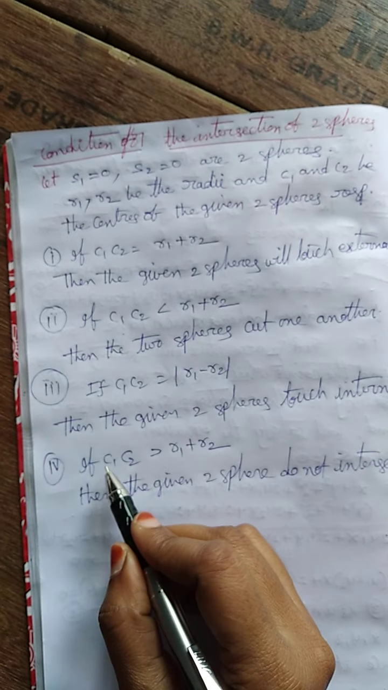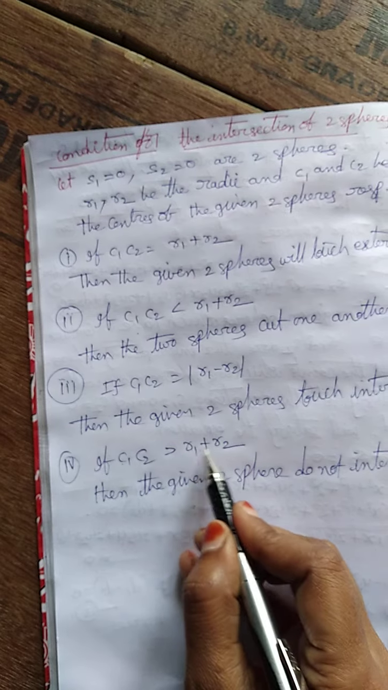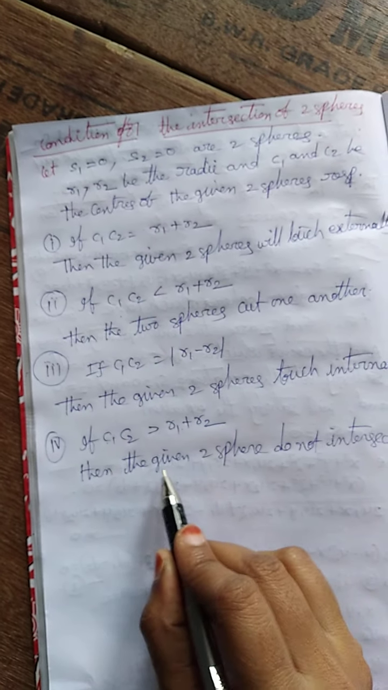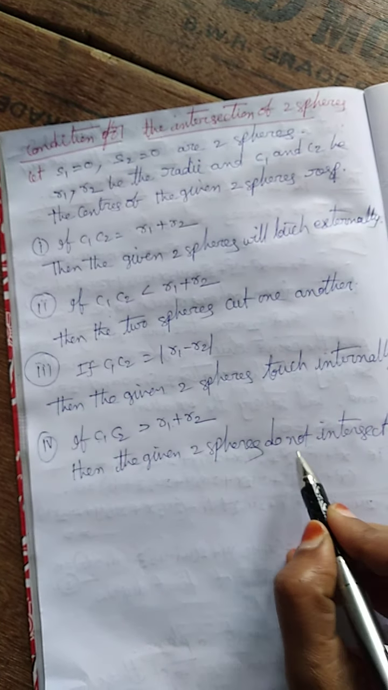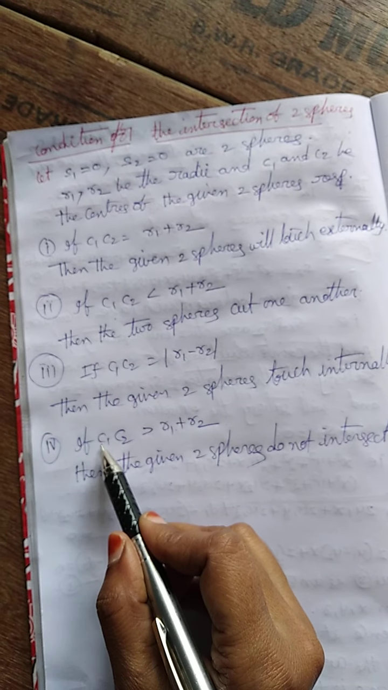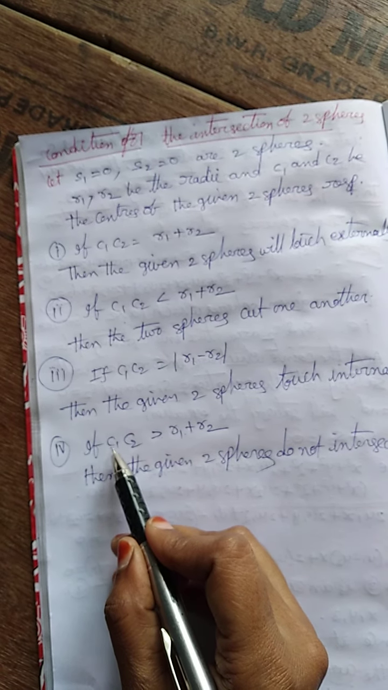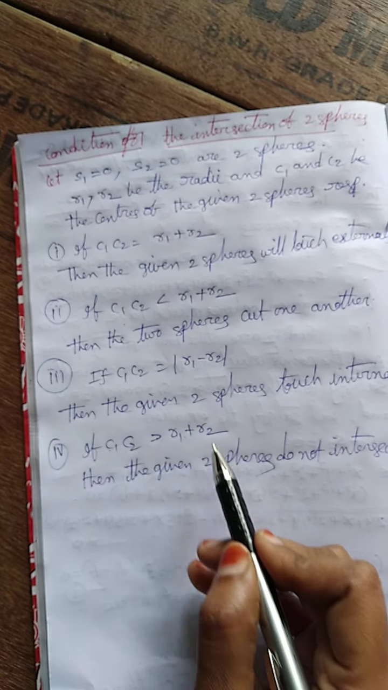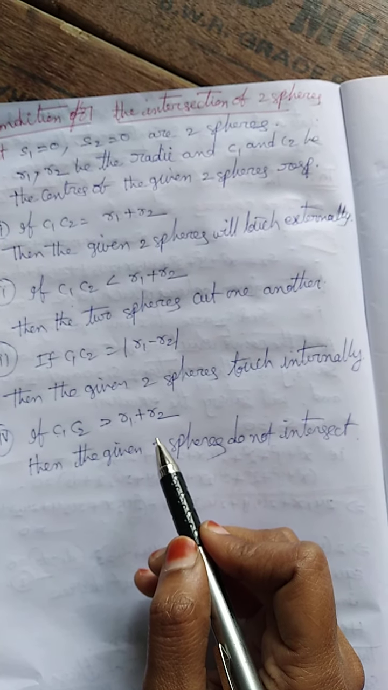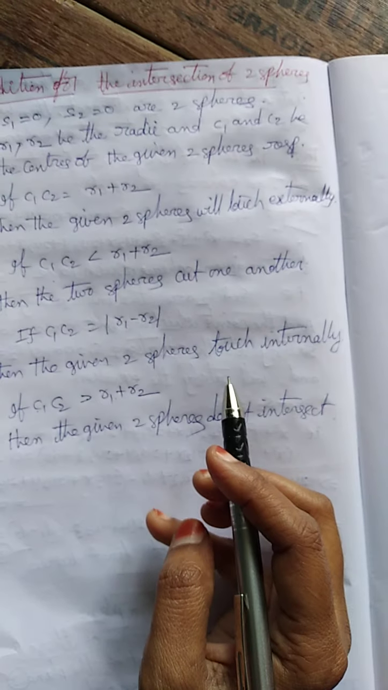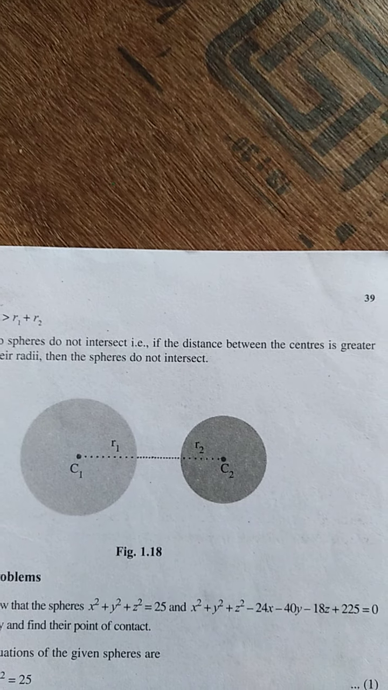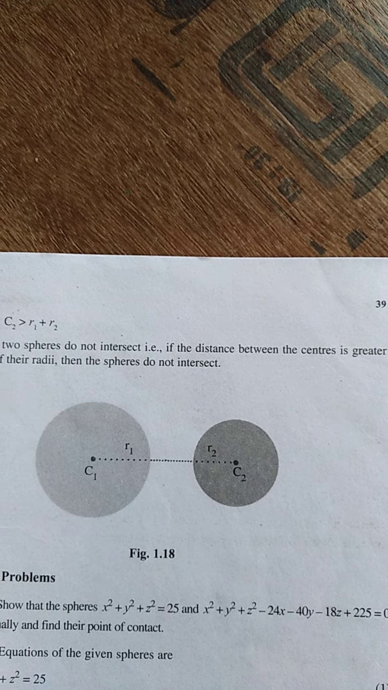Finally, if C1C2 is greater than R1 + R2, then the given two spheres do not intersect. That means the distance between the two centers is greater than R1 + R2, so they do not intersect. This is the figure. They do not intersect each other.